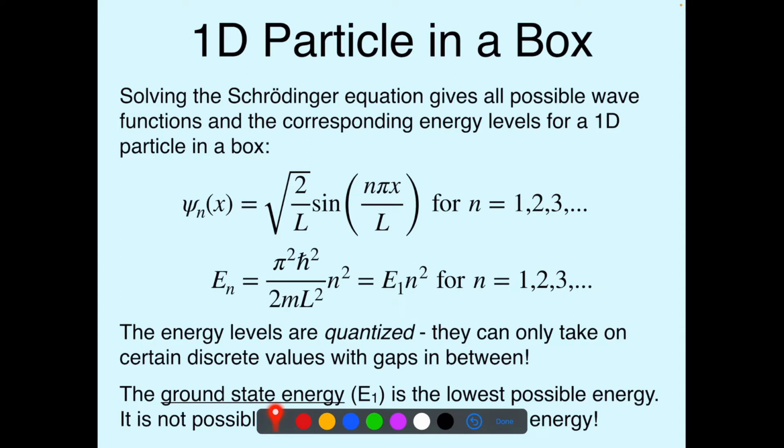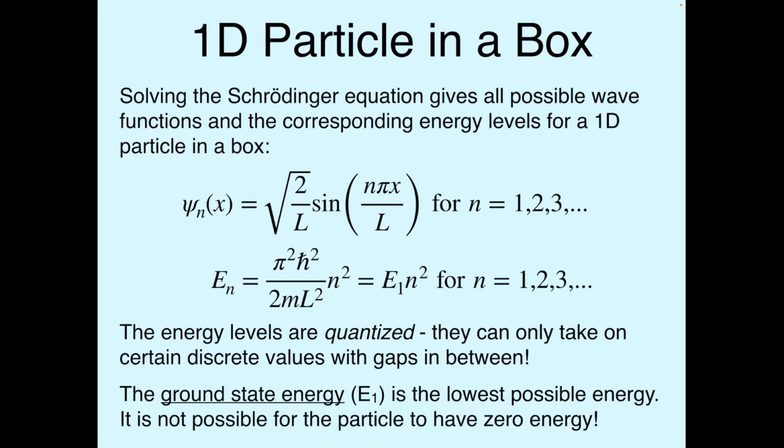For the energy levels, which I'm going to write as E sub n, we had pi squared times h bar squared times n squared, all divided by 2 times m times L squared. So what I'm going to do is separate out the n squared from the rest of this stuff, because all the stuff over here is just a bunch of constants. And we're going to call those constants all lumped together E1. Because if you think about it, that's the energy that you get when you plug in n equals 1. And actually, we call that the ground state energy, because it's the lowest possible energy level. It's not possible to go lower in energy than E1.